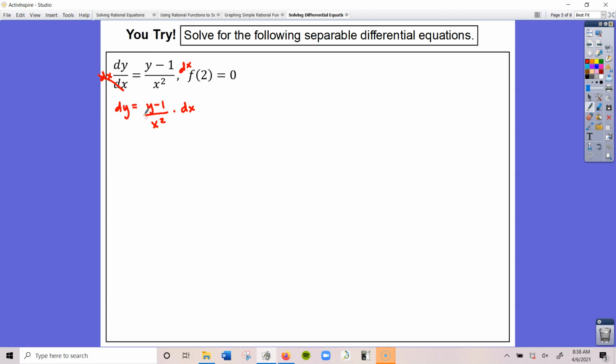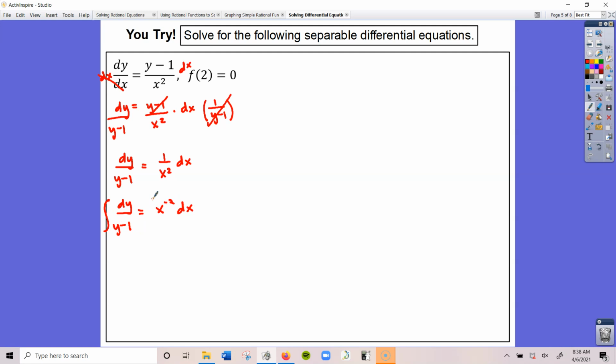And then what I'm going to do here is divide this y minus 1 over to the other side, so that way we have all of the y's on the same side. So we have dy over (y minus 1) is equal to 1 over x squared dx. Now we can rewrite this 1 over x squared, so we have dy over (y minus 1) is equal to x to the negative 2 dx.